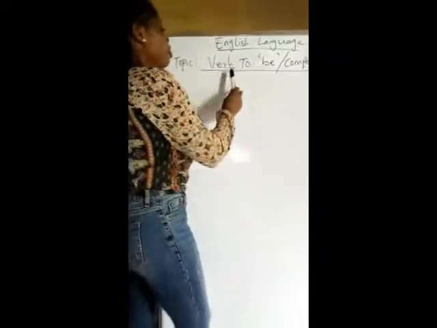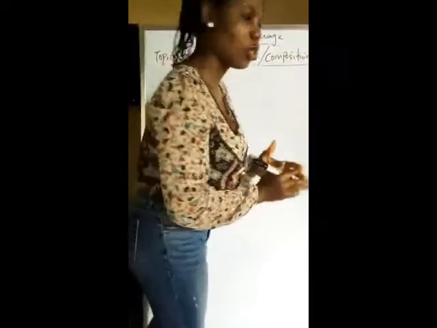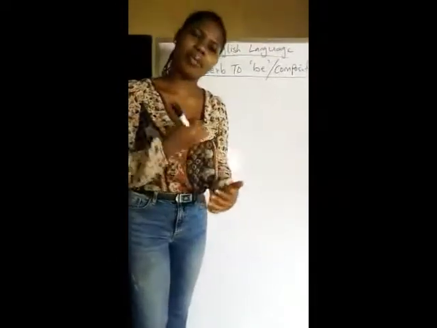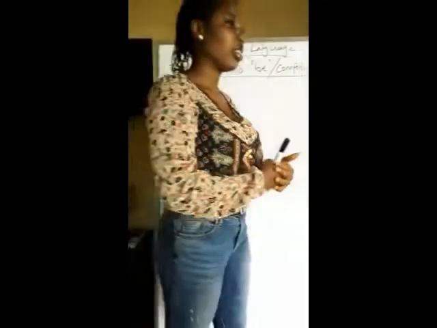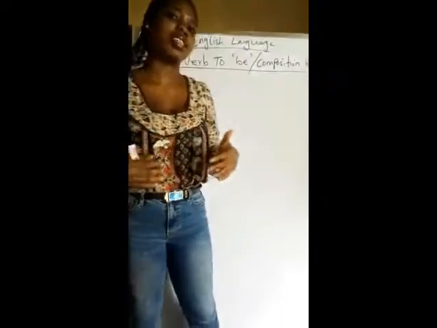Okay, verb to be. All right, there are two topics: verb to be and composition writing. So let us begin with verb to be. All right, you know what a verb is? A verb is an action word or a doing word. It's a word that requires an action in a sentence.